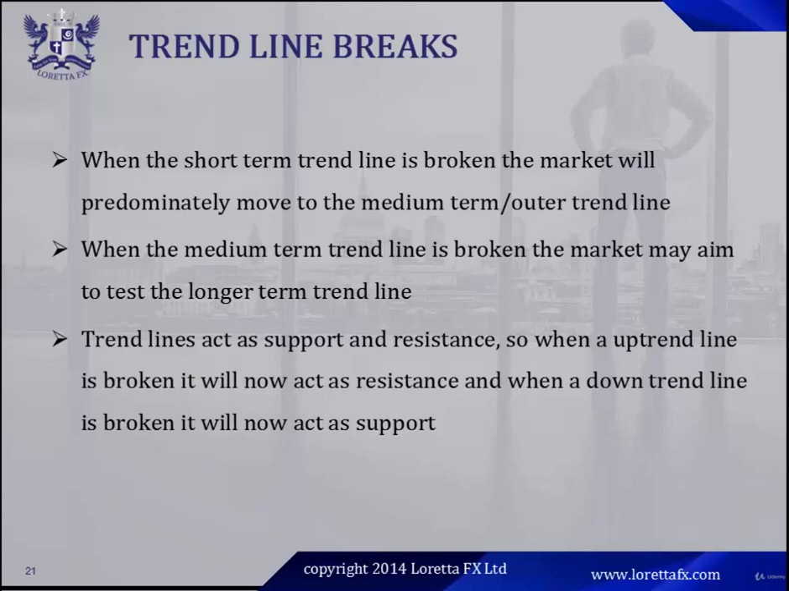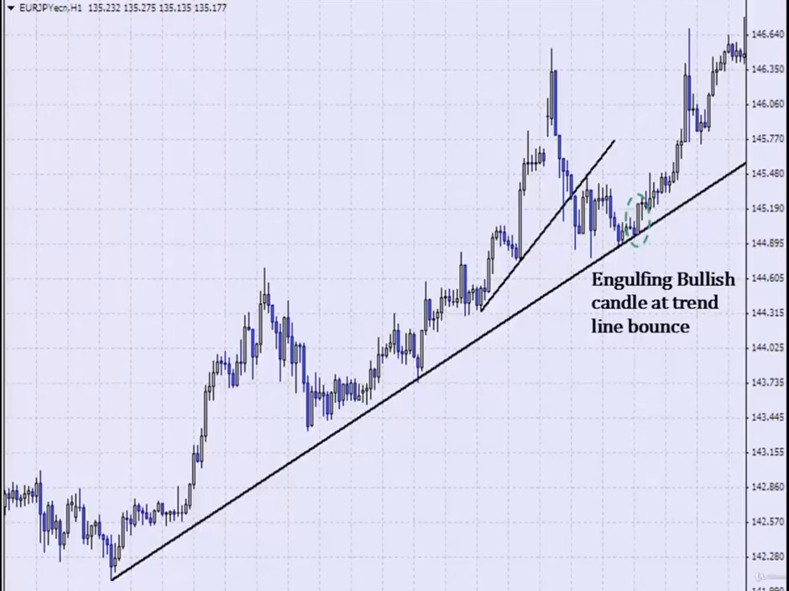Now, trend lines act as support and resistance. So when an uptrend line is broken, it will now act as resistance, and when a downtrend line is broken, it will now act as support. So here we have the trend line acting as resistance, as the trend line is preventing the market from going higher. So we say it's acting as resistance, and whenever it is preventing the market from going lower, in this case, we say it's acting as support.